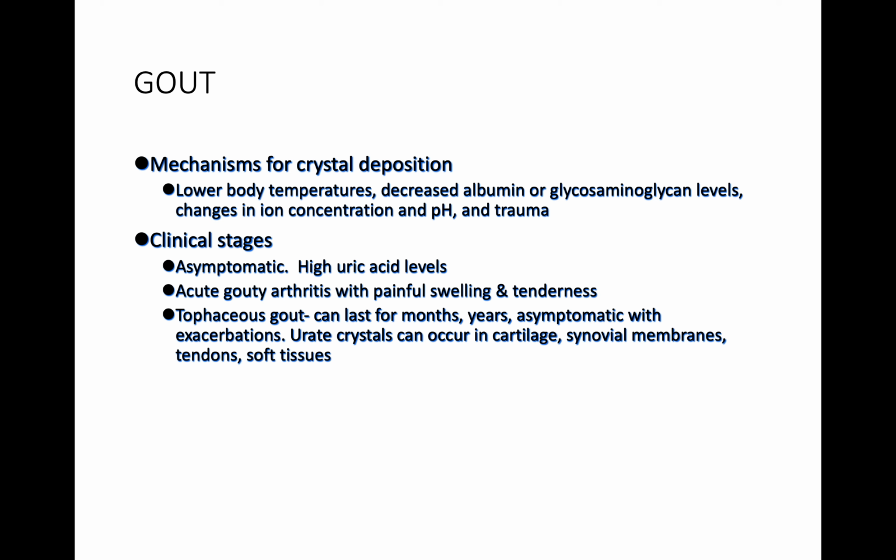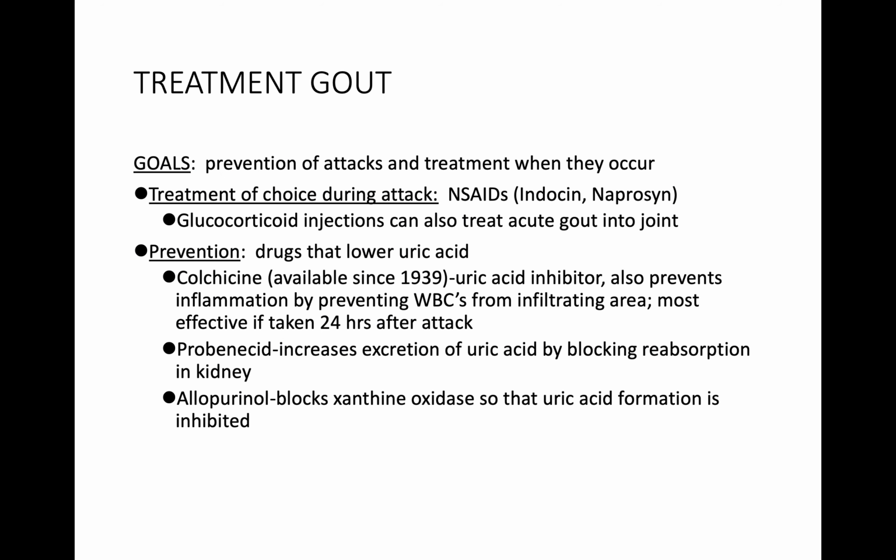Swelling and tenderness. Tophaceous gout is used synonymous with chronic. It can last for months, years, asymptomatic, and then they'll have exacerbations. Urate crystals can occur in cartilage, synovial membranes, tendons, and soft tissue. So again, it's another inflammatory condition of joints, but due to a different reason, because they have too much uric acid. Goals are prevention of attacks and treatment when they occur. Treatment of choice during an attack would be NSAIDs. Indocin, naproxen work very, very well for gout.